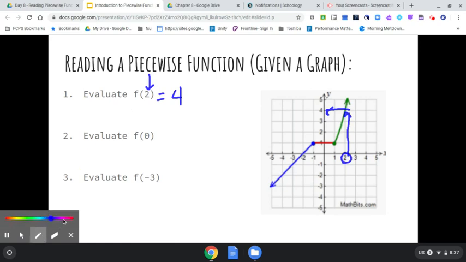The next example, we have the input is 0. So again, the x is 0. I want to know what is the y. The y value or the output is like 1. And the third example on this slide, we have the input is -3. The x value is -3. We want to know what is the y. Looks like the y value is -1.